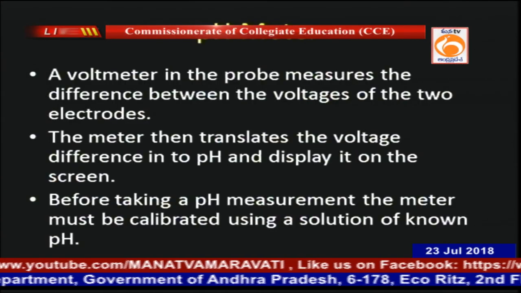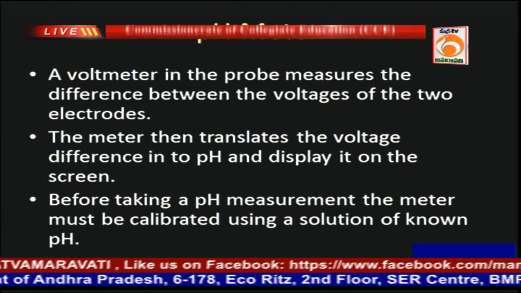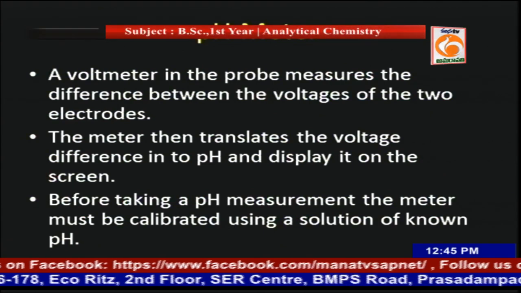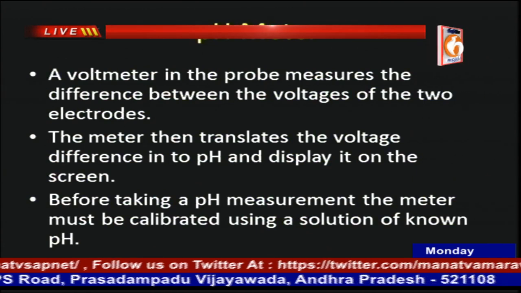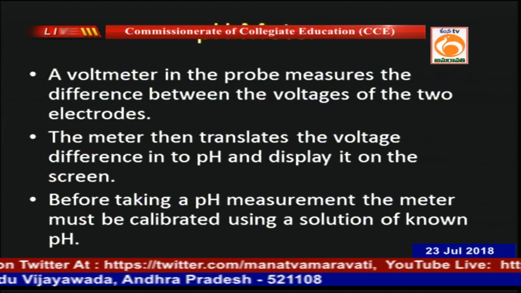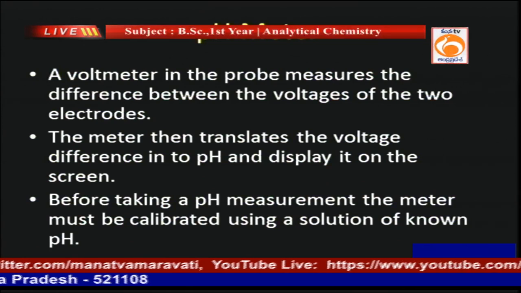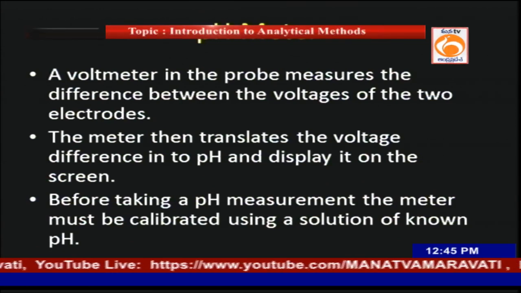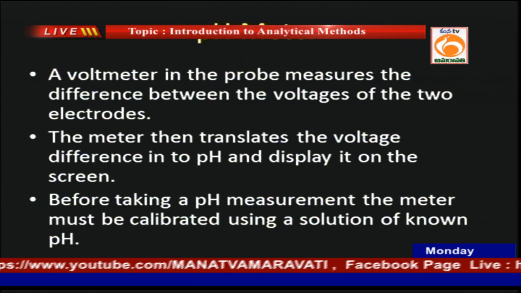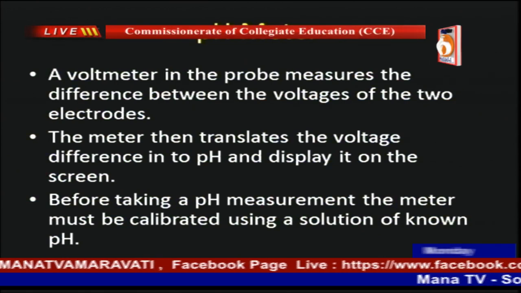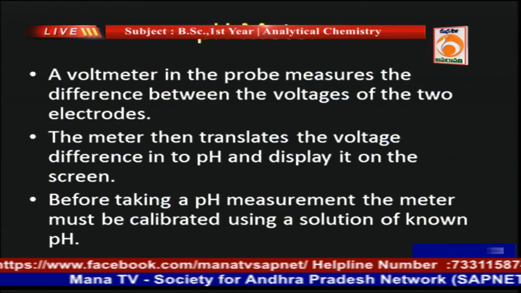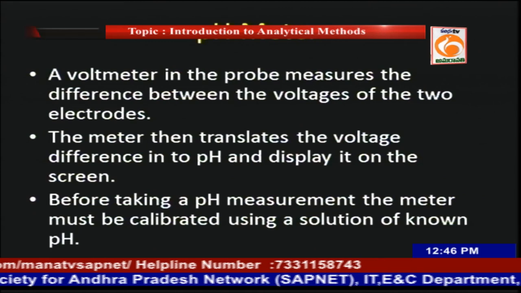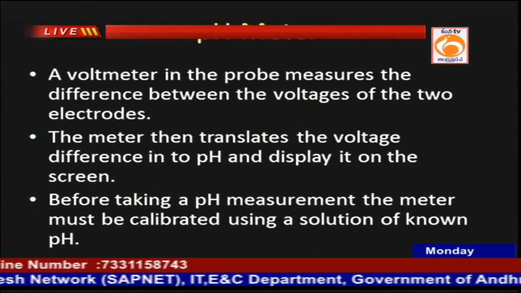One needs to understand, everybody knows a voltmeter in the probes measures the difference between the voltage of two electrodes. So the voltage difference of two electrodes is getting measured. The two electrodes here, remember, are the glass electrode and the reference electrode. The meter then translates the voltage difference to pH and displays it on the screen. So here we understood, it is only trying to measure the millivolts across the two electrodes, and then this voltage is converted into pH and displayed.